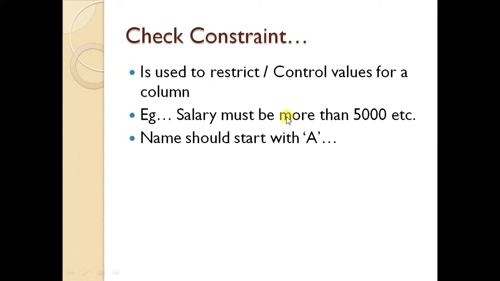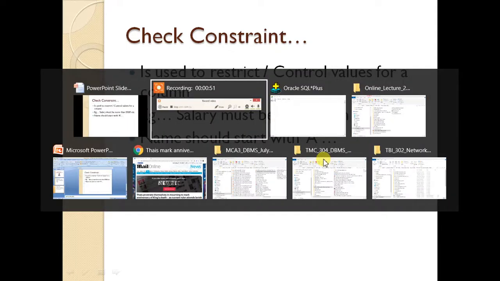So what is a check constraint? It is used to restrict or control values for a column. For example, you want that salary should be greater than 5,000 or you want that name should start with A, and so on. Because with not null and unique you can control empty or duplicate values but you cannot control range of values. So with check you can control range or a conditional value. Okay, so let us see directly in the practical.